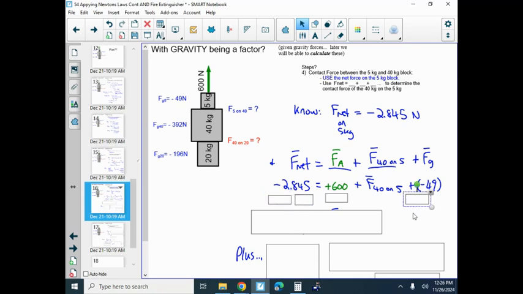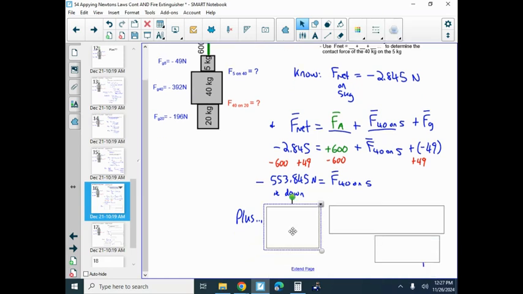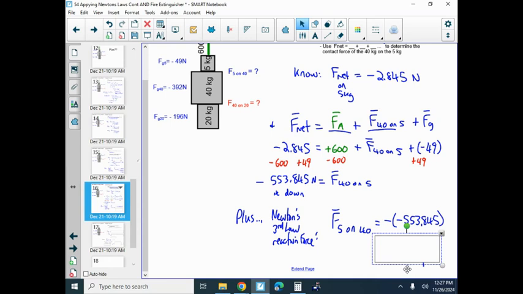So I'm just going to add 49 to both sides, and I'm going to take away 600 from both sides, getting the force of the 40 on the 5. Okay, obviously the 40 on the 5 is pulling down, right? If you had a positive there by accident, you probably made a mistake, right? Definitely made a mistake. So obviously Newton's third law, if the 40 is pulling down on the 5, conversely the 5 is pulling up on the 40.